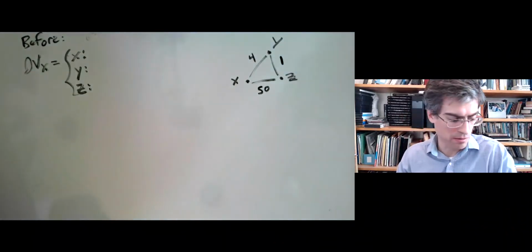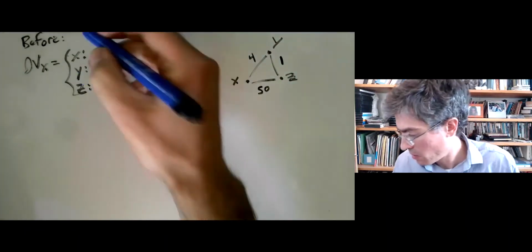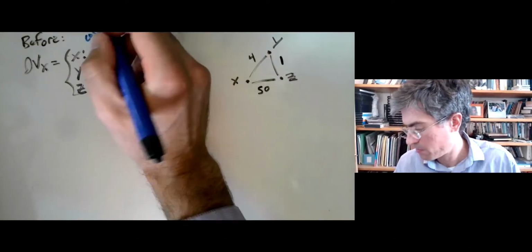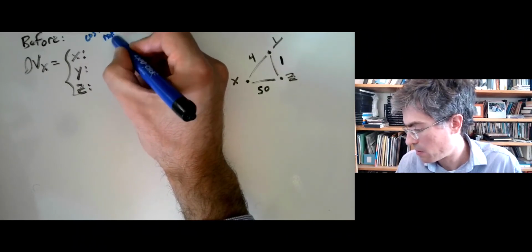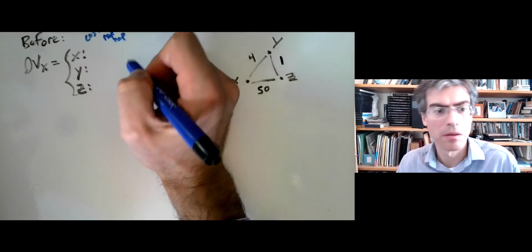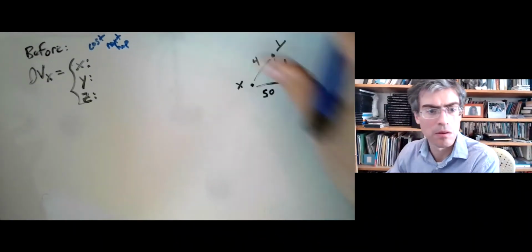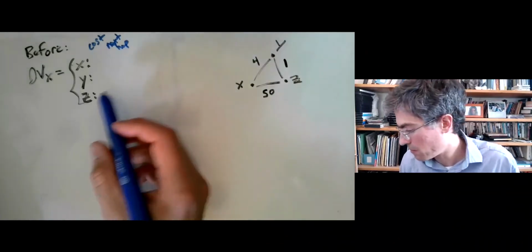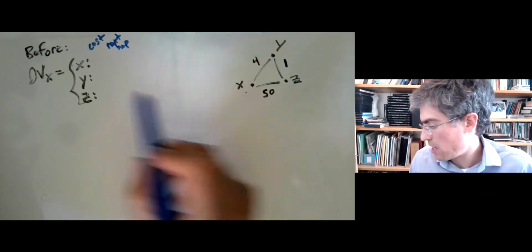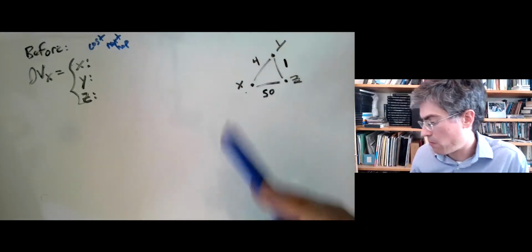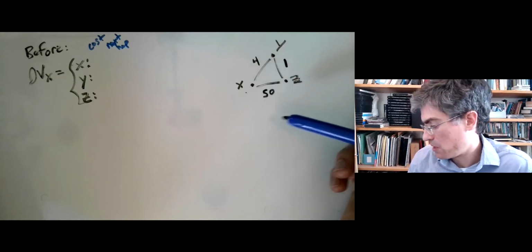Sorry, this pen is terrible. Let me switch to a different color. The cost and the next hop. Okay, so previously, from x's perspective, it has a distance vector. Let's say that this algorithm ran for a while, and so it has converged to the optimal distance vectors.